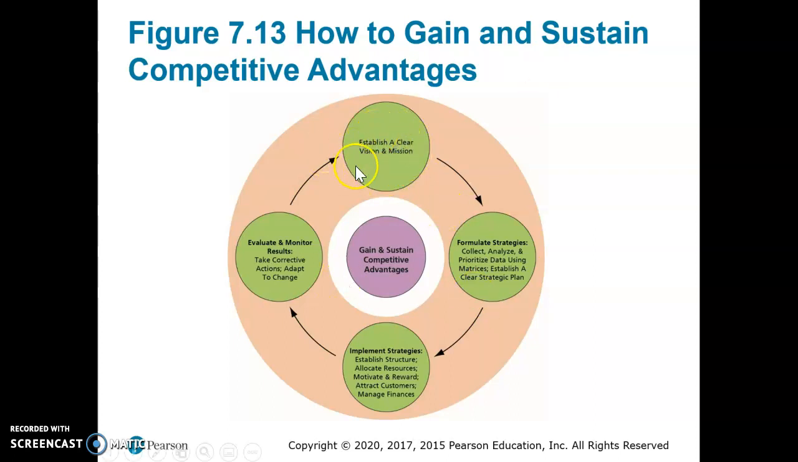So establishing a clear vision and mission, formulating strategies, collecting, analyzing, prioritizing data, establishing a plan, implementing those strategies, looking at our organizational structure, our resources, how we motivate, how do we attract customers, how do we manage our finances, and then evaluating and monitoring our results. So adapting to change and taking corrective actions as needed. These can all help to lead to a competitive advantage.